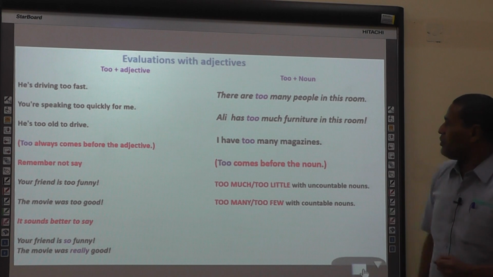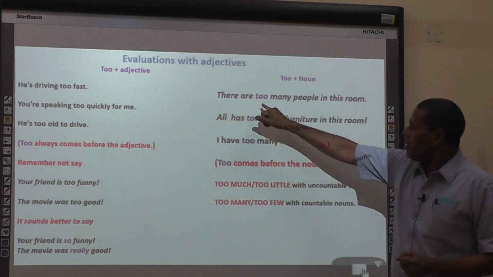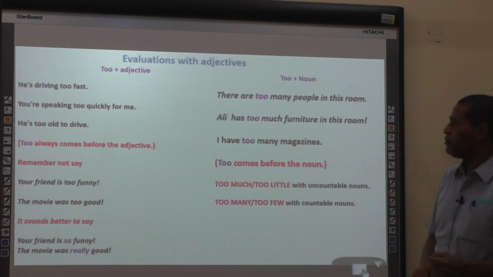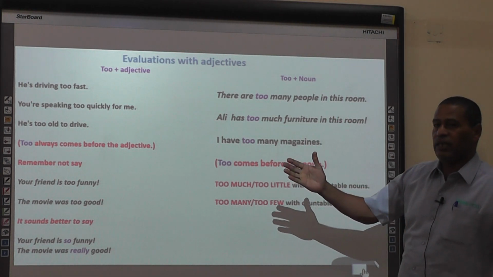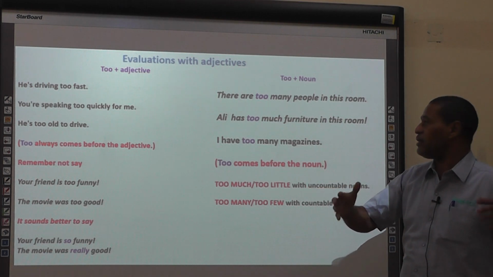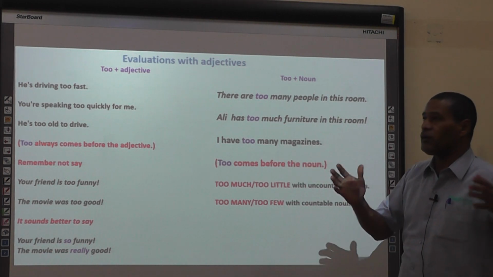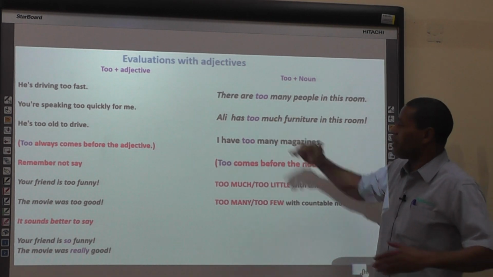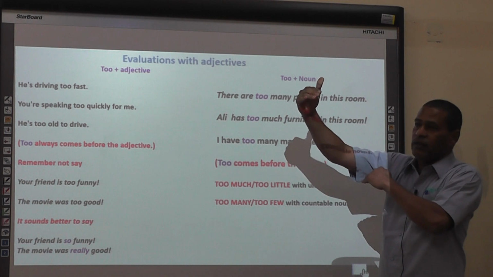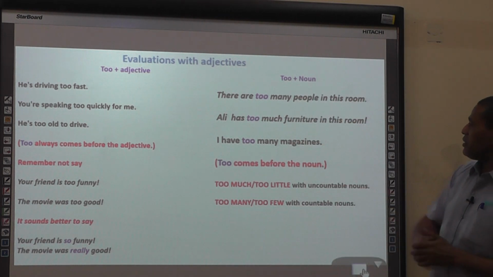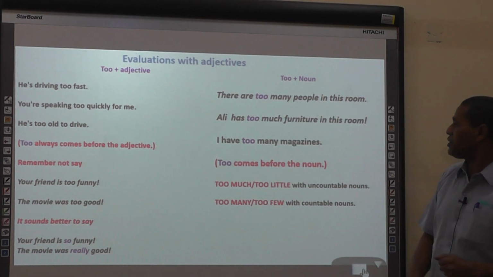"Too" plus noun. "There are too many people in this room." This room maybe is very small, cramped, and the number of people is over. The room cannot accommodate the number of people. So the number of people is more than what is needed or what is wanted. There are too many people in this room.